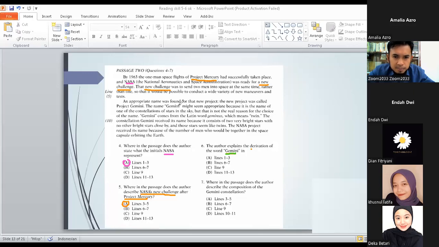Six first. Okay. Bravo. Okay, so we have this. Bravo, bravo, bravo. Yeah, Husnul bravo, Endah bravo. The author explains the derivation of the word Gemini. Bravo, okay, semua bravo semua ya.